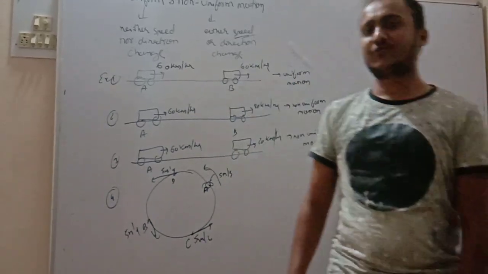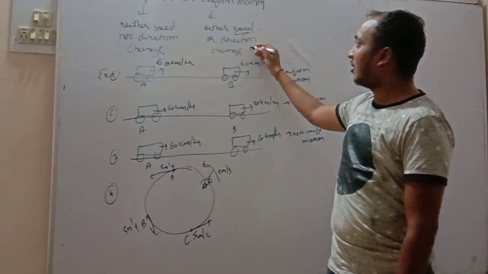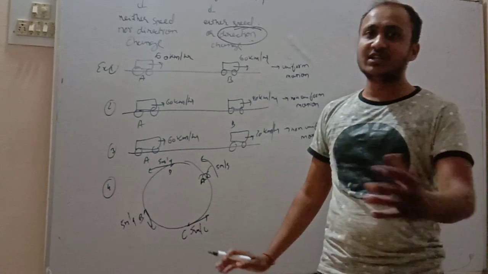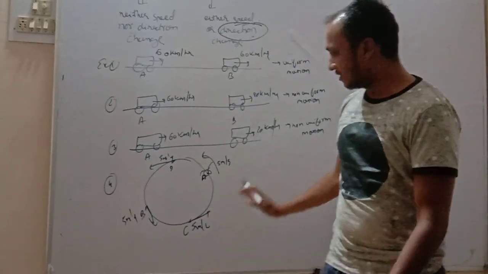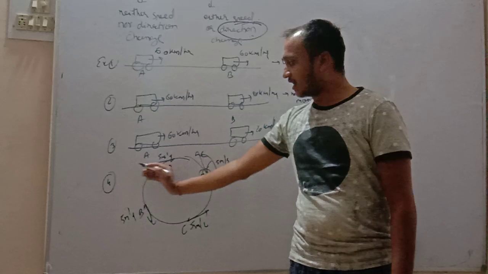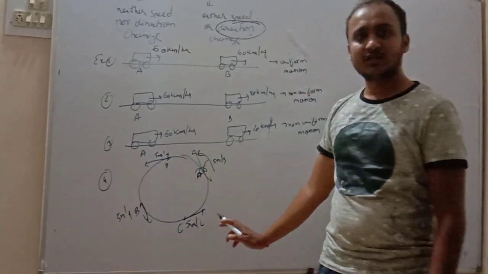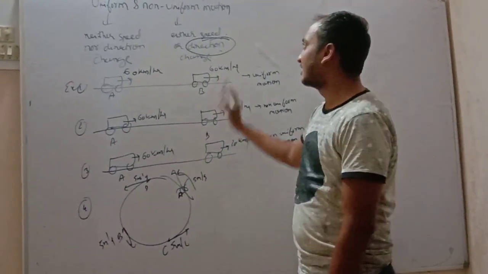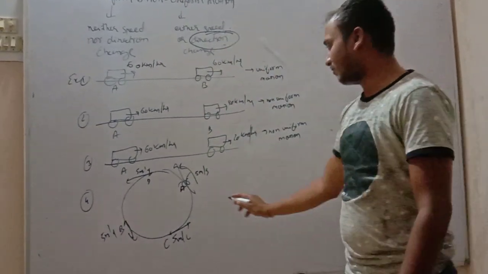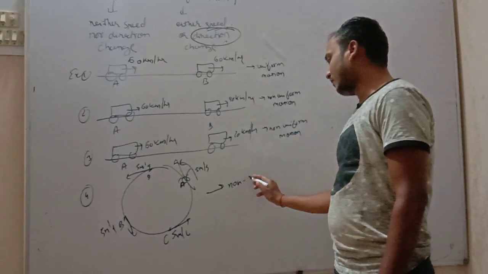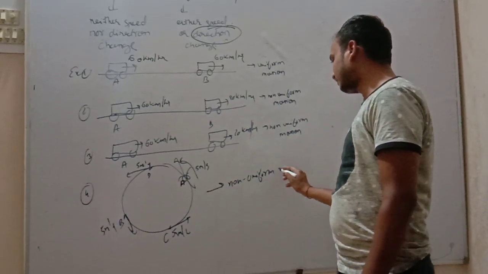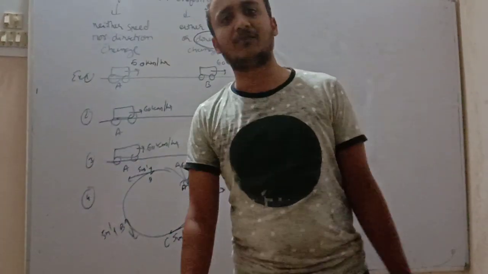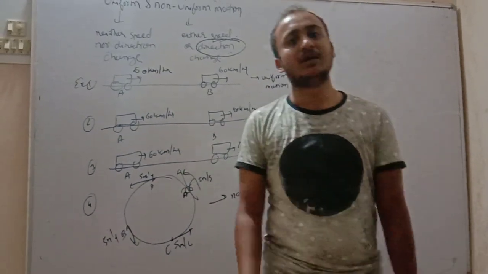But friends, I have told you either speed or direction changes. So here direction is changing. Speed is not changing but direction is changing. First it was going like this, then like this, then like this, then like this. So if the direction changes, we say it is a non-uniform motion. So friends, this motion is also non-uniform motion. I think with the help of this example you have a better understanding of uniform and non-uniform motion.